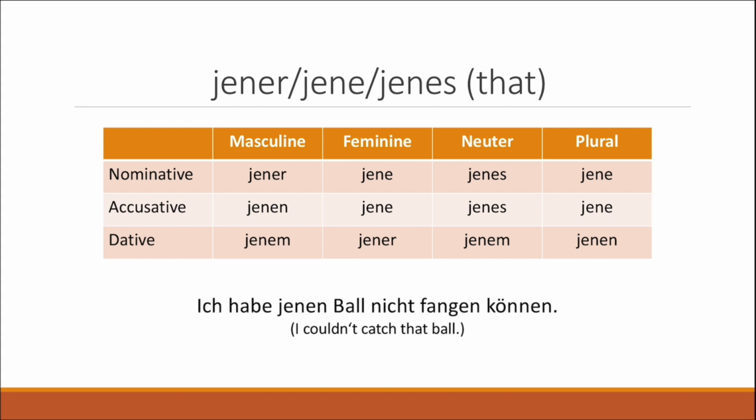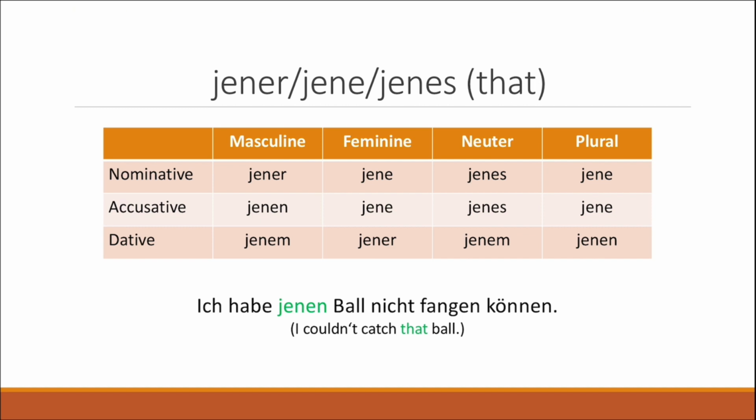But firstly, here's an example with jener. Ich habe jenen Ball nicht fangen können, which means I couldn't catch that ball. And in this case, the ball is far from the speaker, so we have to use jener. And because we have an accusative case in this case, it's going to be jenen Ball, because Ball is masculine.